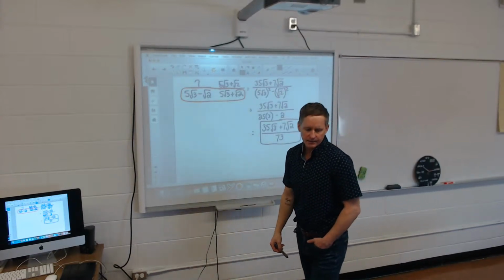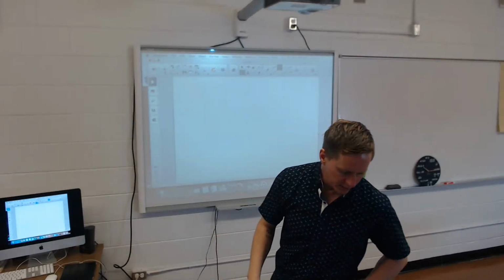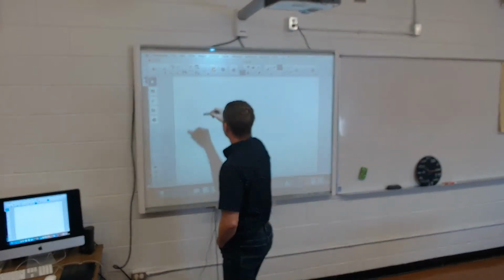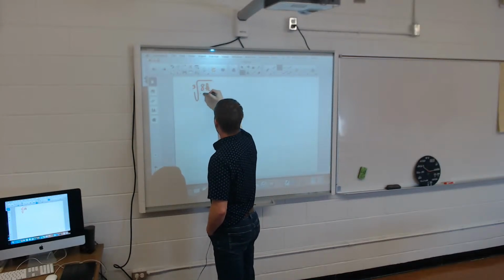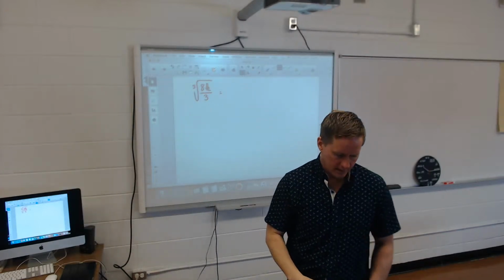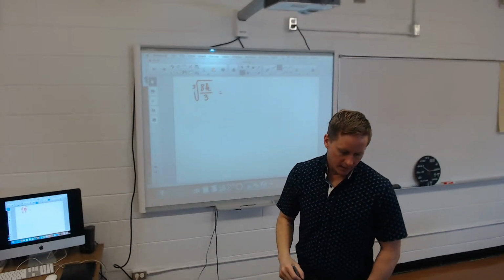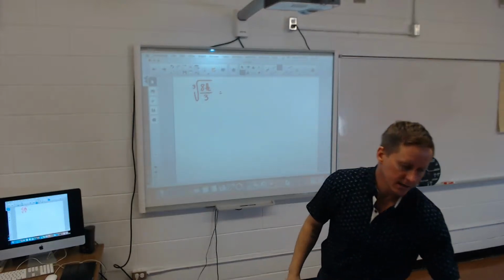Okay, and the last of that example 2 is a cube rooted one. So I've got the cube root of 8k over 3. Okay. That little box says, why are there no restrictions on k?